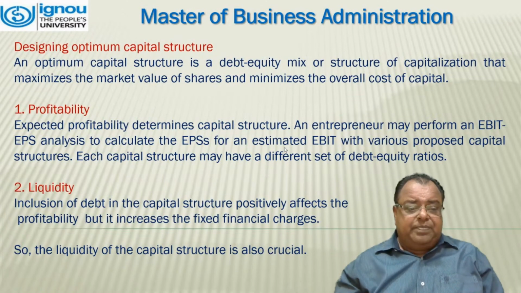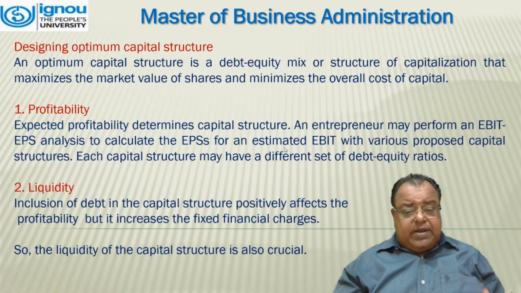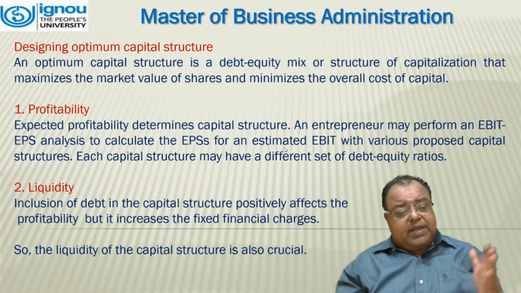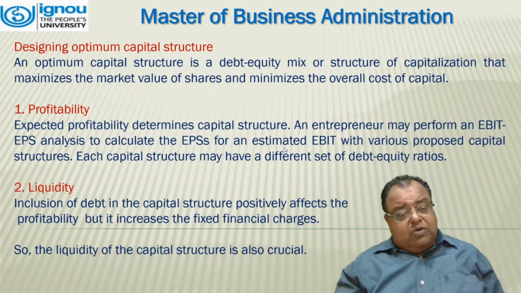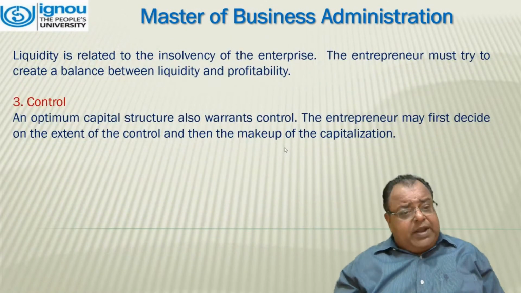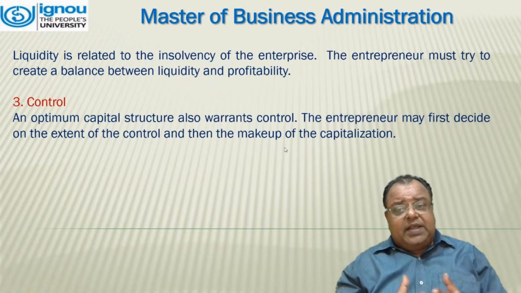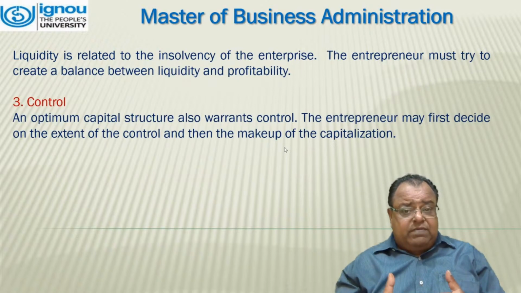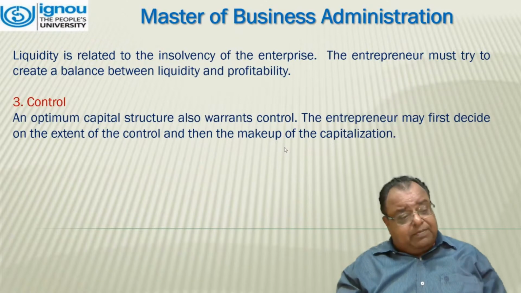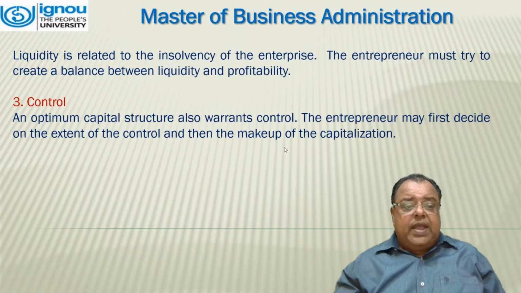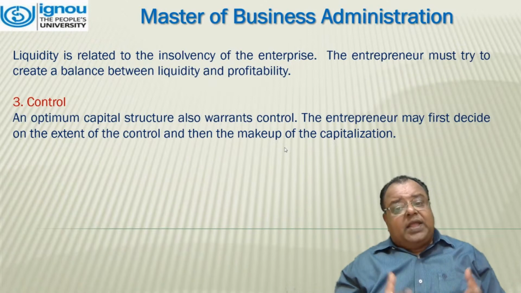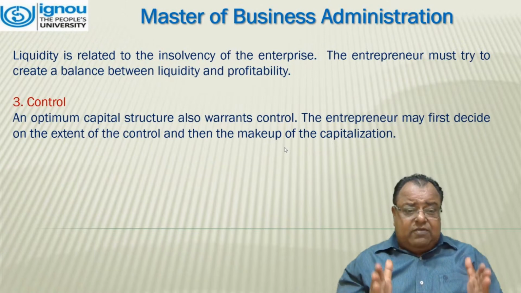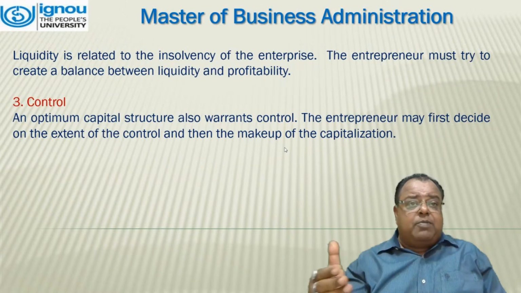Then comes liquidity. Inclusion of debt in the capital structure positively affects the profitability, but it increases the fixed financial charges. So the liquidity of the capital structure is also crucial. Liquidity is related to the insolvency of the enterprise. The enterprise must try to create a balance between liquidity and profitability. Third one is control. An optimum capital structure also warrants control. The entrepreneur may first decide on the extent of the control and then the makeup of the capitalization.